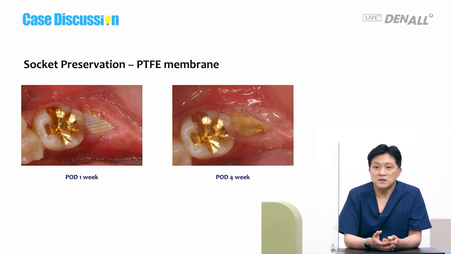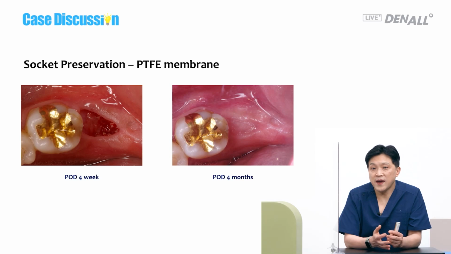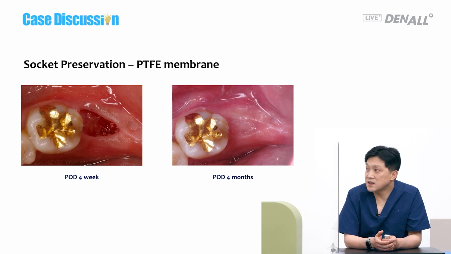PTFE membrane can be used in socket preservation. It is stitched out at post-op 1 week, and at post-op 4 weeks, it is contaminated like that. You can remove it with a pincet. Under that, you see something like granulation tissue, but it is called pseudoperiosteum. Keratinization will proceed. At post-op 4 months, you can see the gingiva like that. Re-entry is made to place an implant at 4 to 5 months.